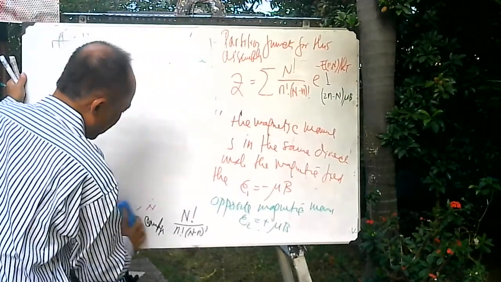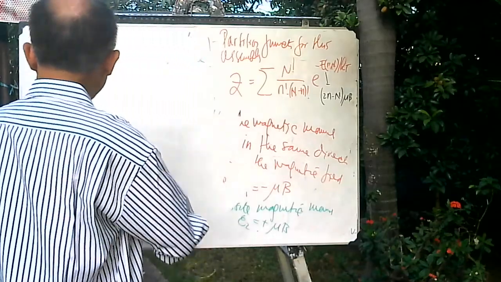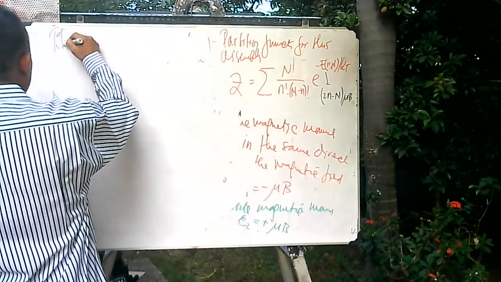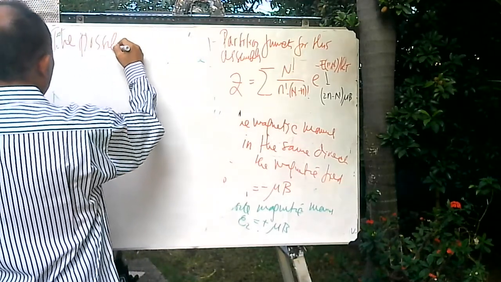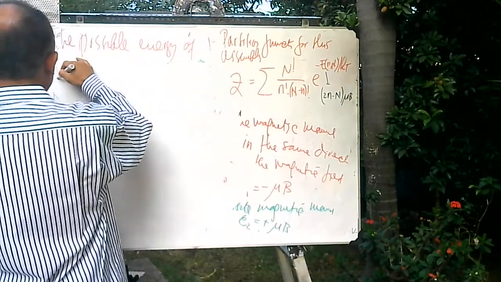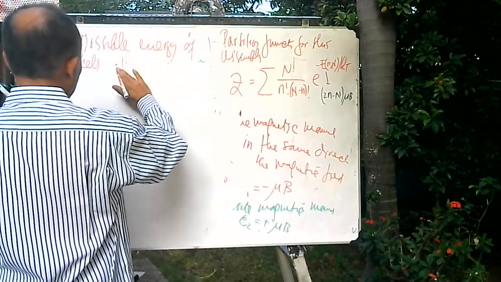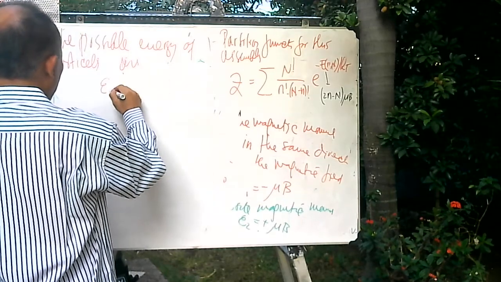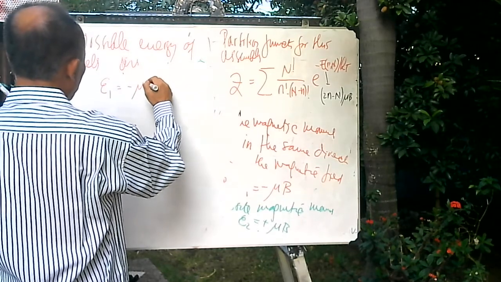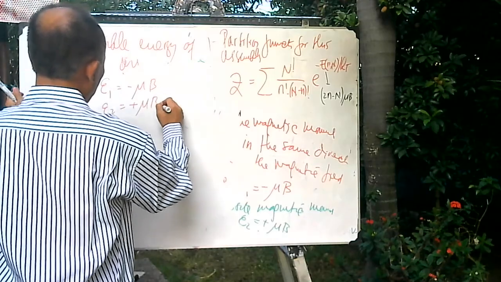Because the particle has two possibilities of energy, the possible energy of particles is epsilon 1 minus mu b and epsilon 2 plus mu b.